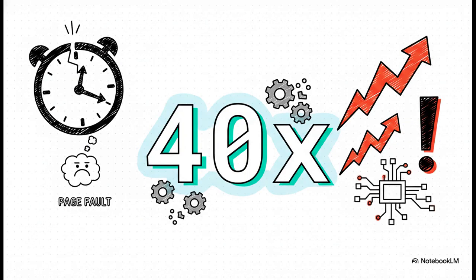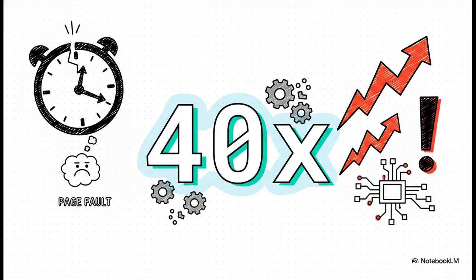But wait, there is a catch here, and the stakes, they are incredibly high. Consider the number 40. According to the performance math from our sources, if just 1 out of every 1,000 memory accesses causes a page fault, the effective access time of your entire system slows down by a massive factor of 40 times slower. So the crucial takeaway here is that while this lazy swapping magic trick is totally brilliant, it is astronomically expensive when it comes to time.